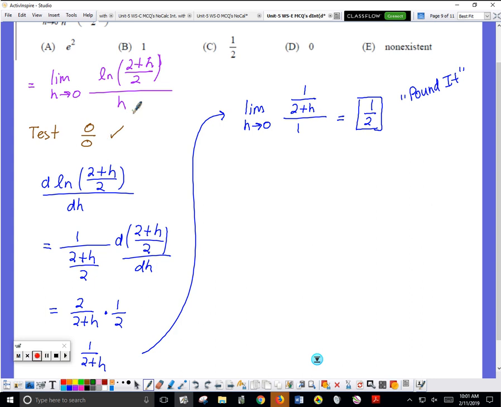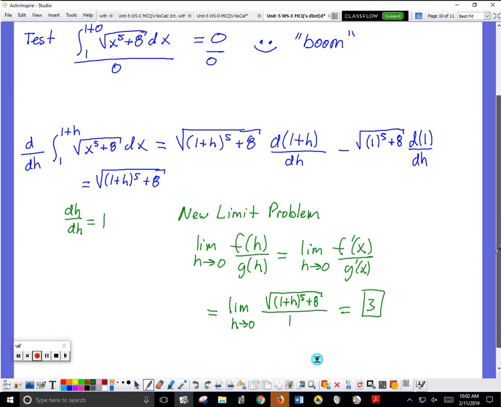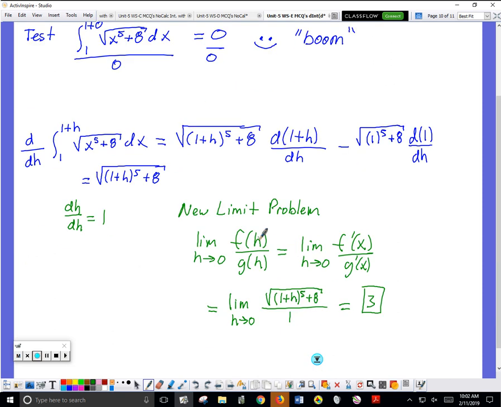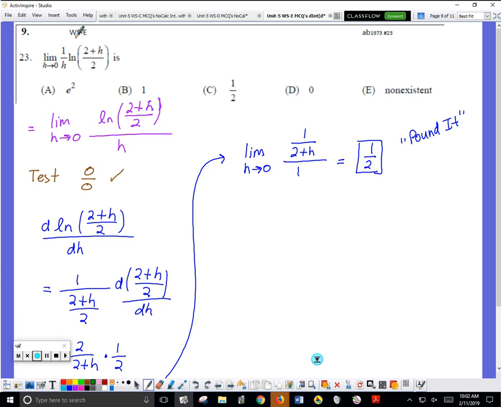The first thing I had to do, though, is recognize that this is really the limit of one thing divided by another, because I had to notice that multiplying by 1 over h is the same as dividing by h. To use L'Hopital's rule, you must have one function divided by another. Like we showed here, the rule states, you've got to have the limit of one function divided by another function. So back here on number 9, before I could do anything, I had to rewrite this as one function divided by another.